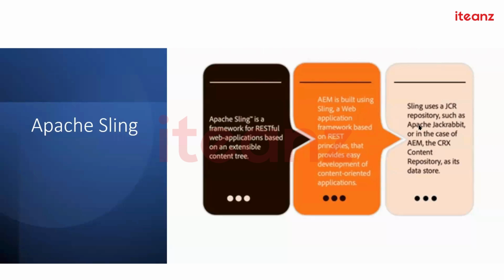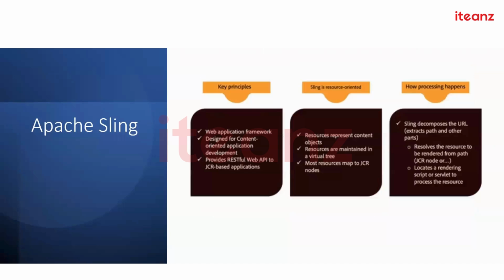Sling uses the JCR repository, in this case the AEM CRX content repository, as its data store. And how this data is delivered is all based on Apache Sling principles. What it knows is you have a repository, you have resources, and how you can decompose the URL into parts and locate your rendering scripts. Once you have a URL, what you have to render based on that URL, that mapping is all defined by Sling.